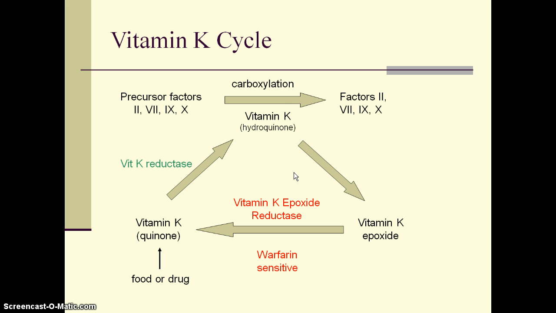factors, just to recap, your liver makes precursors to your 2, 7, 9, and 10, and in order for them to participate in the coagulation cascade, these precursors must be carboxylated, and this reaction ends up oxidizing vitamin K into its epoxide form. And then in order for vitamin K epoxide to be reduced back into its hydroquinone form to keep making the carboxylated 2, 7, 9, and 10 for the coagulation cascade, the epoxide form must first be reduced by vitamin K epoxide reductase.